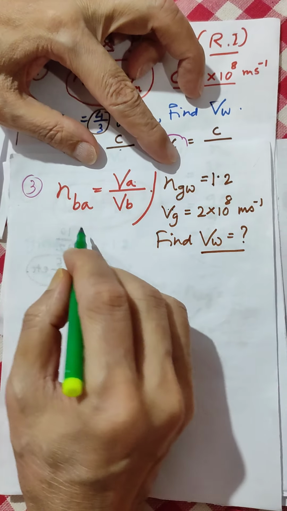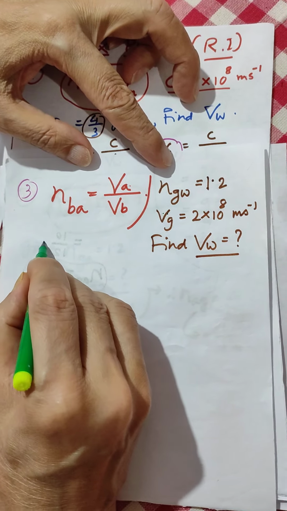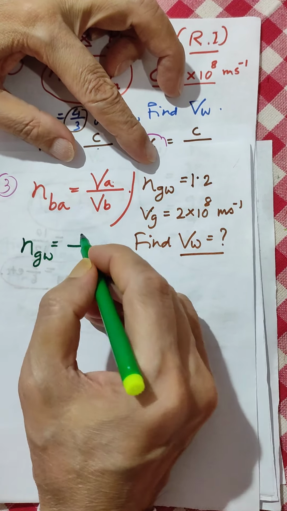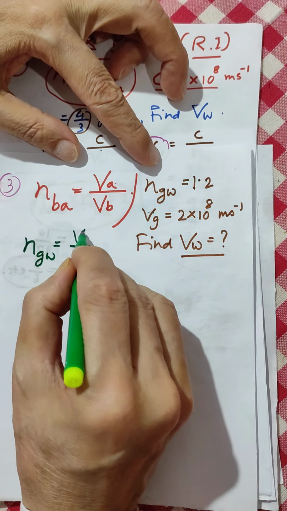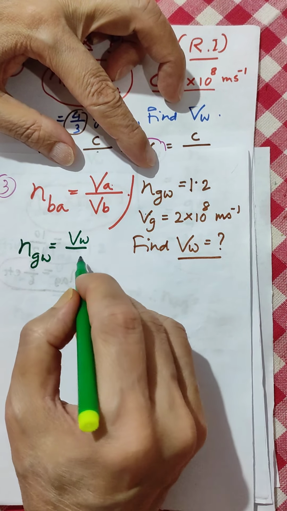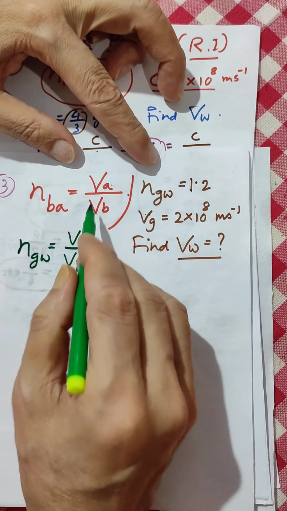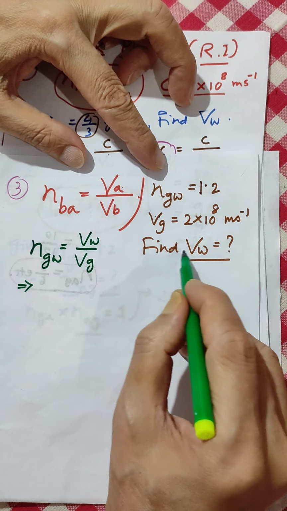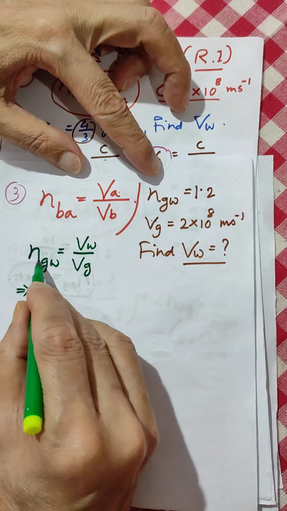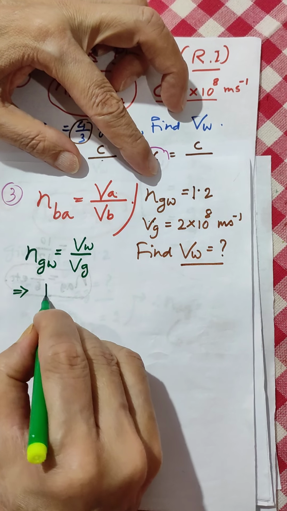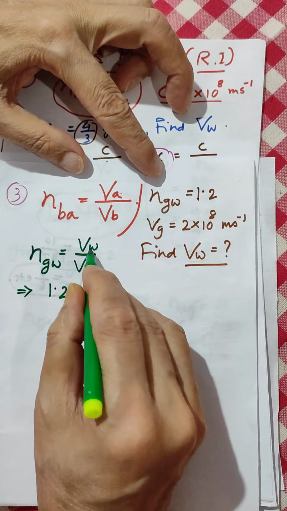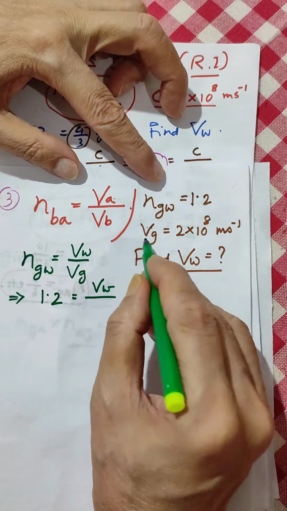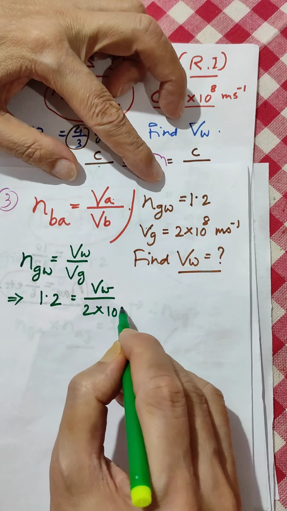Now let us use this formula. Using this formula, the refractive index of glass with respect to water is the velocity of light in water divided by the velocity of light in glass. Using this formula we can write this. So from here, what do we need to find? The velocity of light in water. So now put the value. This value is given, 1.2, equal to the velocity of light in water, which is to be found out, divided by Vg, which is given as 2 into 10 to the power 8.